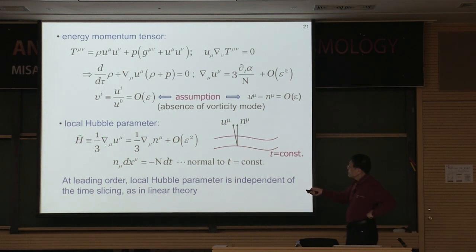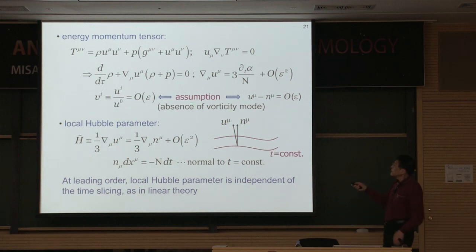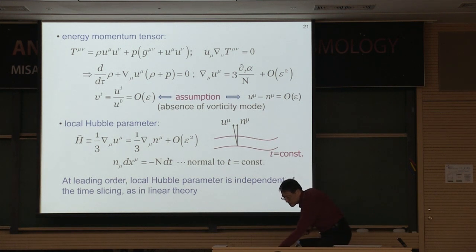Anyway, if you take the expansion of the normal vector, normal to the hypersurface, then the difference between this expansion and the actual expansion rate of the matter is identical up to epsilon square correction. So again, this means that the Hubble rate here can be identified. This is the most important part in that sense.